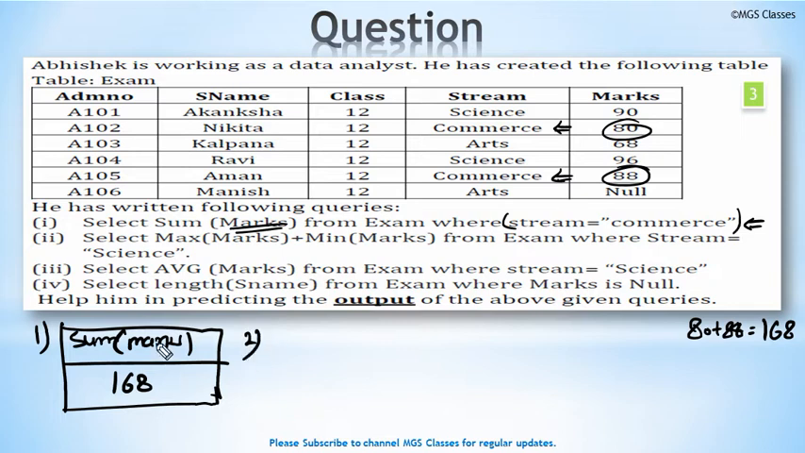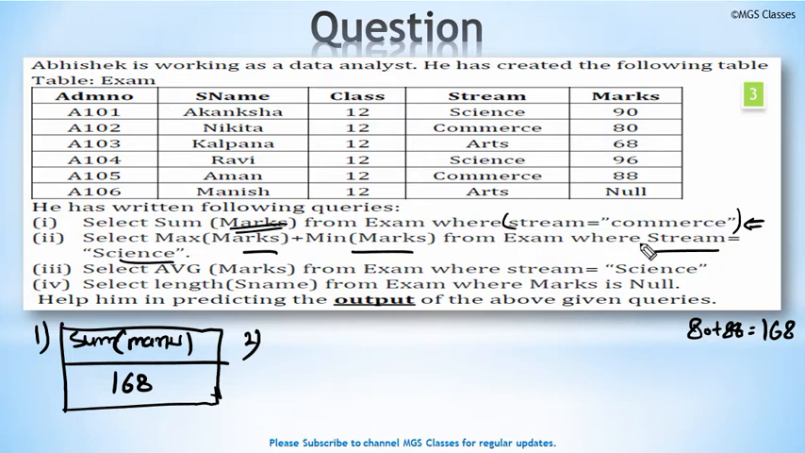The second portion of this question is: select maximum of marks and minimum of marks from the exam where stream equals science. Here we are interested only in those rows whose stream is science, so we will filter out the science stream first. Always look at the where condition first while solving such questions. Otherwise you will calculate the maximum and minimum marks among all the entries, and that is not asked.